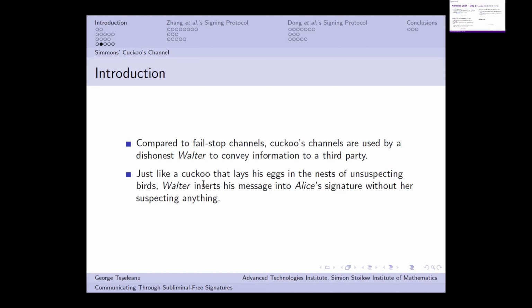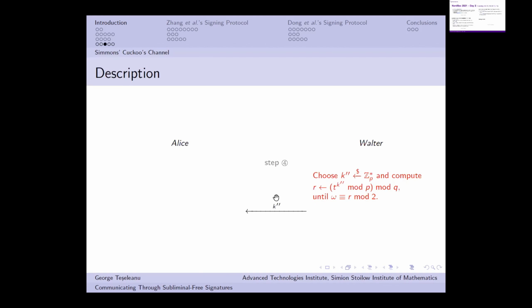That's why the channel is called cuckoo, because just like a cuckoo that lays eggs in the nest of unsuspecting birds, Walter inserts his message into Alice's signature without her suspecting anything. Here is the actual protocol. So we modify step 4. Instead of choosing k second randomly and sending it, Walter chooses k second and computes R as t raised to k second. As you remember, t was received from Alice, and he computes this until R is congruent with omega modulo 2.